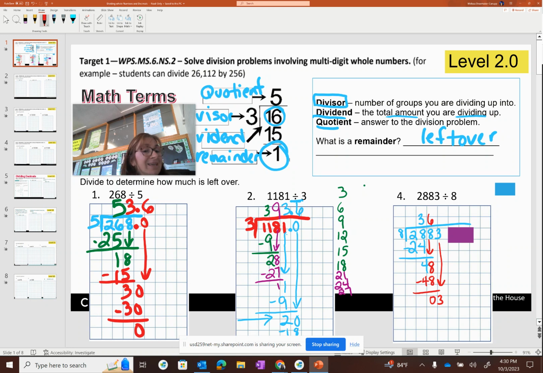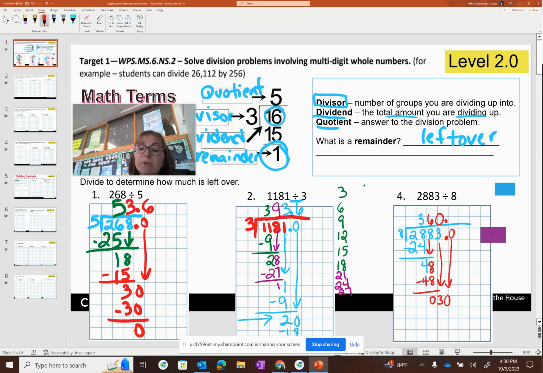Oh, no, I can't make any groups of 8 with 0. So we need to hold the place value and put a 0. Okay. And then you could say remainder 3. I'm going to keep going a little bit for those of you that can handle this. We can put a decimal there and add a trailing 0.